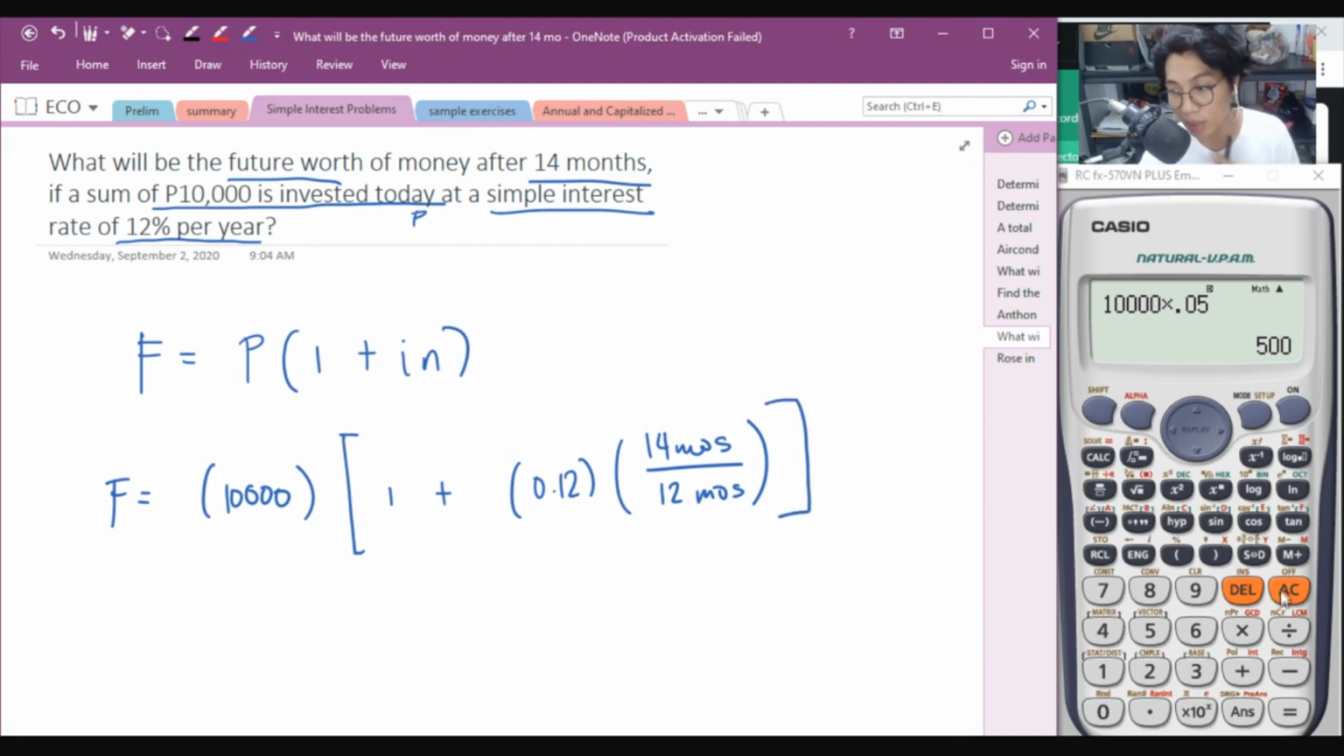Diba sabi ko sa inyo, very basic na lang itong mga part na to. 10,000 multiplied to 1 plus 0.12 times 14 divided by 12. The answer will be 11,400 pesos. That will be the future amount of your money invested at 10,000 pesos after 14 months.